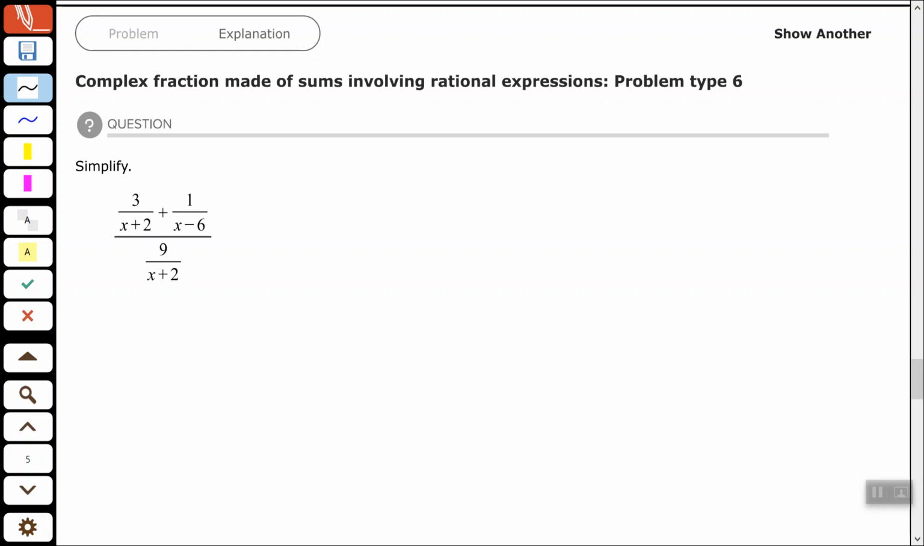So I have x plus 2, x minus 6, and x plus 2 in my denominator. So my least common multiple for those two factors would simply be x plus 2 times x minus 6. All right, so we want to multiply everything by x plus 2 times x minus 6, and I'm going to just go ahead and do these separately because I know I have to use the distributive property.